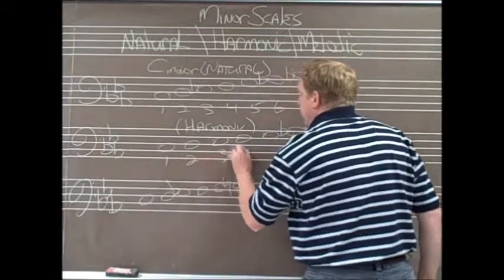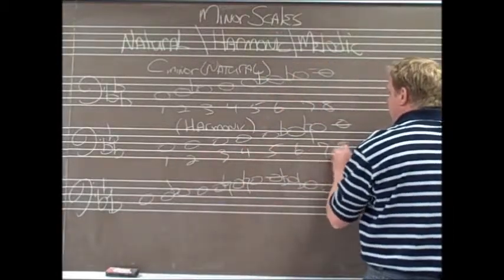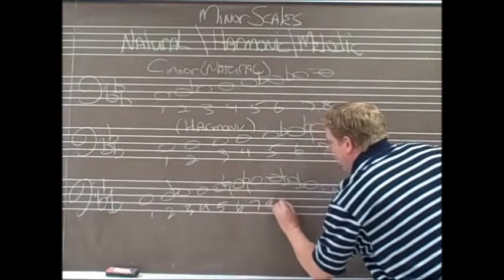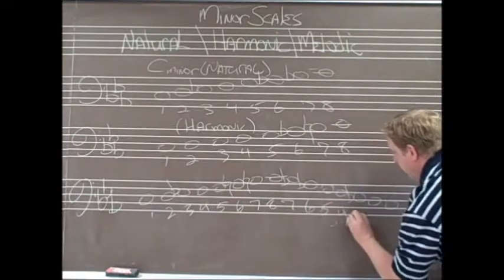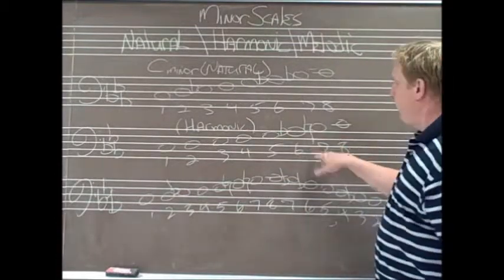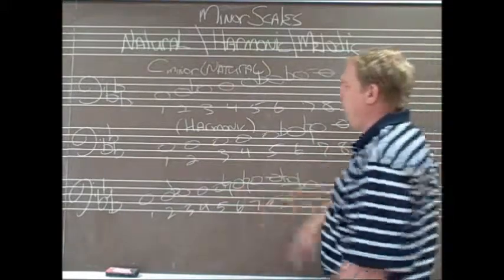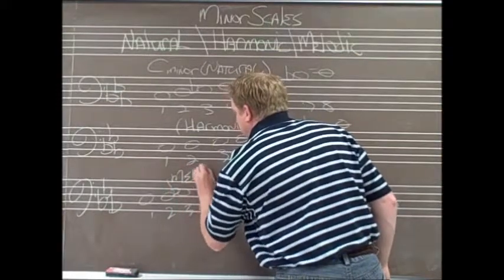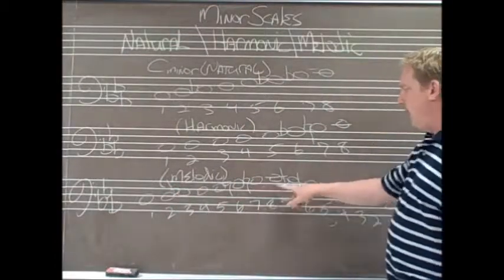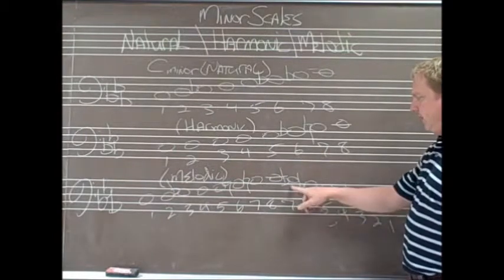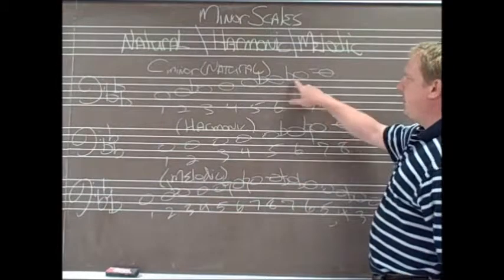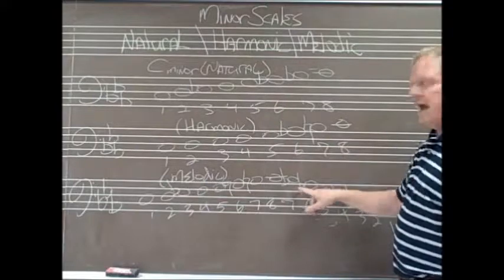Number these again. Harmonic minor, 7th scale degree raised. In the melodic minor, on the way up, the 6th and 7th scale degrees are raised. On the way down, the 7th and 6th scale degrees are put back to the same position that they're in the natural minor scale.